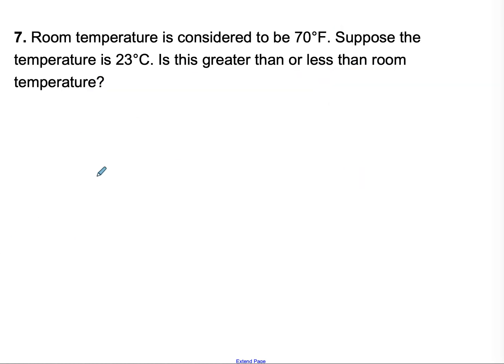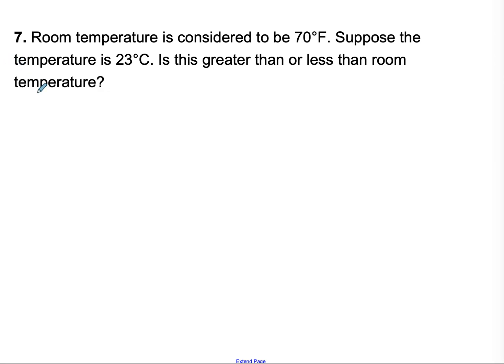All right, and our last one, it says room temperature is considered to be 70 degrees Fahrenheit. Suppose the temperature is 23 degrees Celsius. Is this greater than or less than room temperature? So again, we need to pick one of those to convert. Go ahead and pause the video and try this on your own.